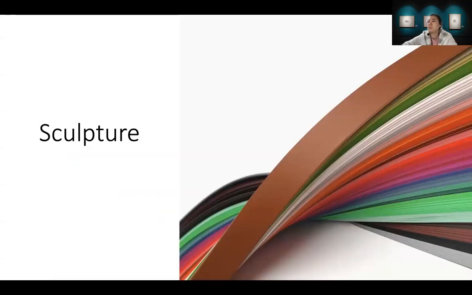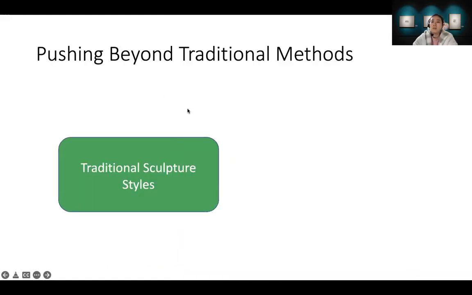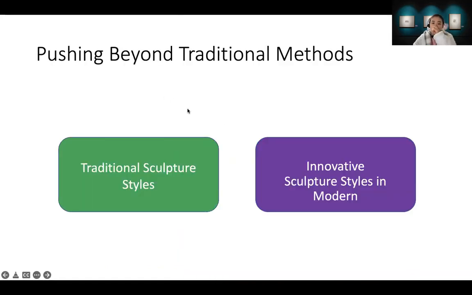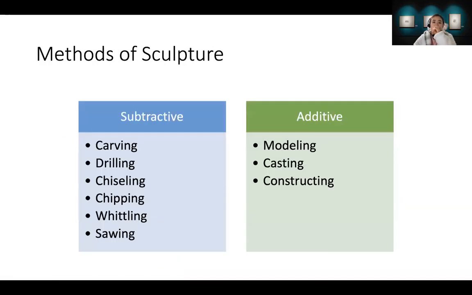And sculpture. So we learned the traditional sculpture styles and the innovative sculpture styles in modern. So these are the traditional styles. There are two ways: subtractive and additive. Subtractive sculpture styles are here: carving, drilling, chiseling, chipping, whittling, sawing. And the additive style is modeling, casting, constructing.